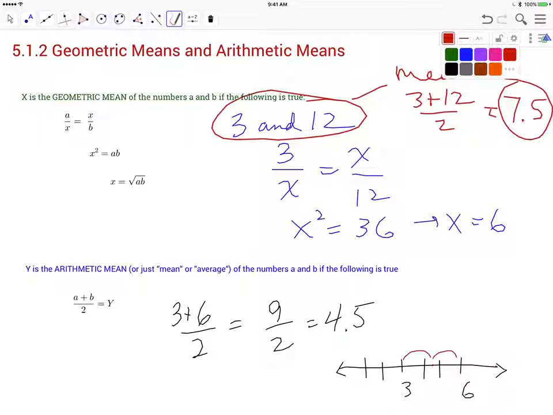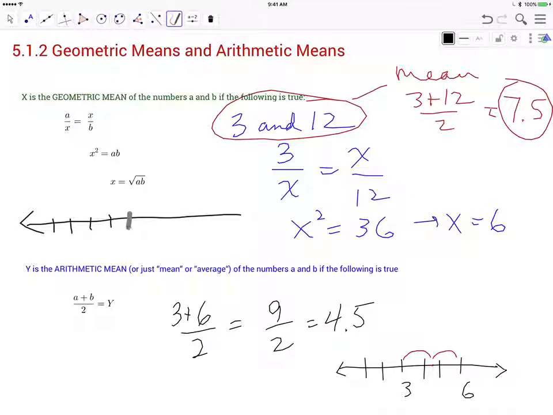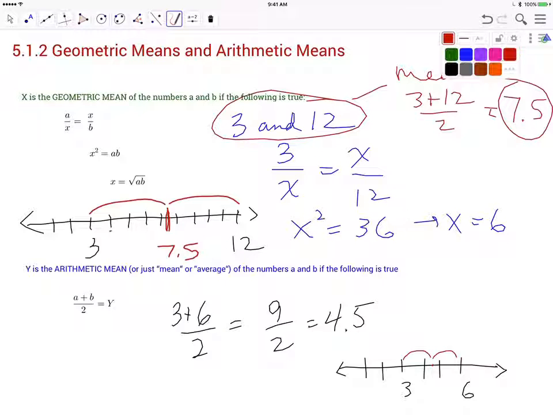I think that it's helpful, at least for me, to think about where these things are. So if I'm looking at 3 and 12, 1, 2, 3, 4, 5, 6, 7, 8, 9, 10, 11, 12, right out here, and I've got from 3 to 12, and I'm looking at the midway point, the midway point is 7.5, right down the middle. That's the arithmetic mean, 7.5. But the geometric mean, which I'm going to go back in blue, is 6. So 6 is right here.